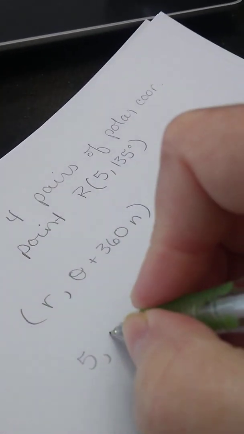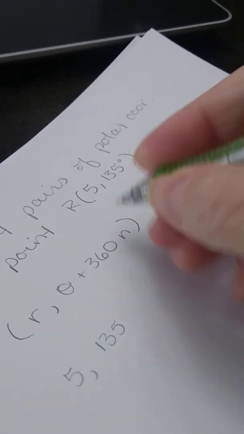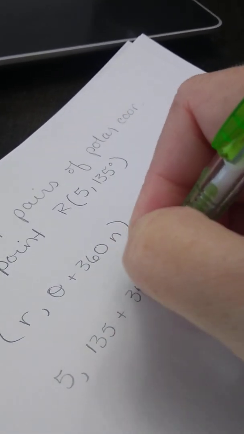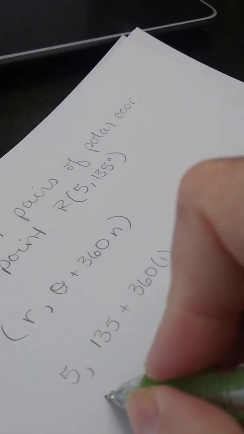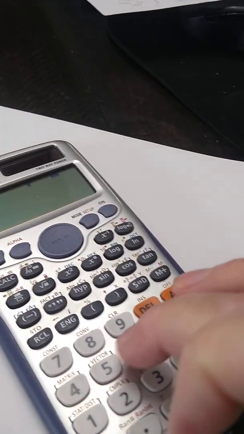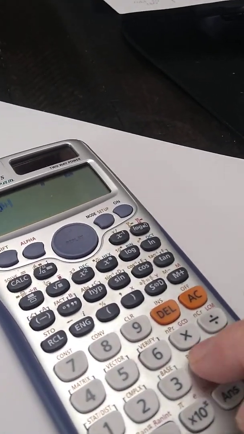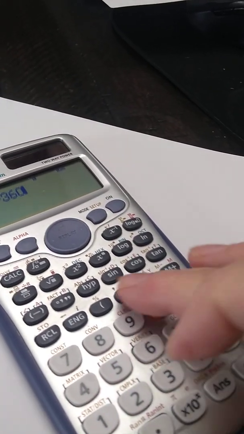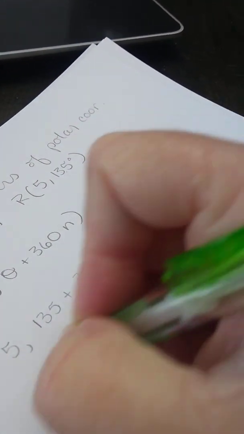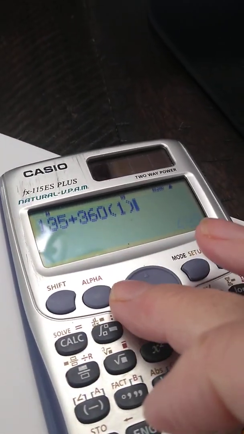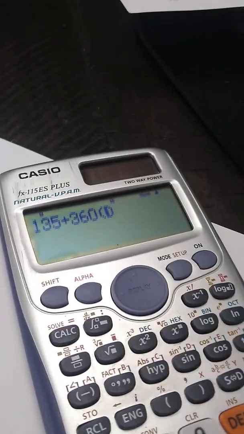Okay, so let's look. So first of all, we're going to say 5, and we're going to do our angle, which is 135. And we'll just let the number of rotations be a 1. So I get 5. I'm going to use my calculator. I'm going to leave this in my calculator because I'm going to come back to it. 495. So there's one coordinate. And then I'm going to let n be a 2. I'm going to scroll back up here and delete that out and let my n be a 2. So I get 855. So another coordinate is 5, 855.